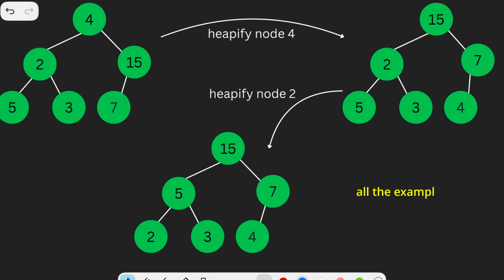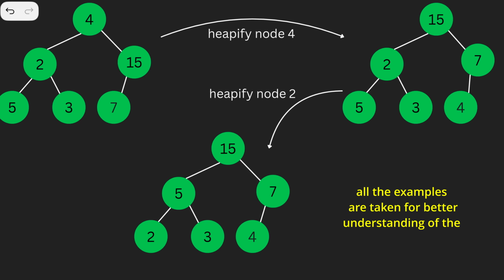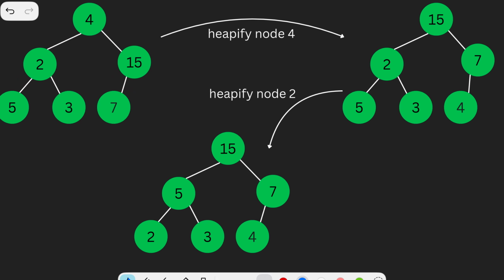Let's say they are asking us to heapify node 4. So how will it look? Well, the very first thing that we are going to do is find the largest among the 3: the current node, the left node and the right node. Who is the largest? Well, it's 15. So you swap 15 with 4. So now you have 15 here and now you have 4 here.